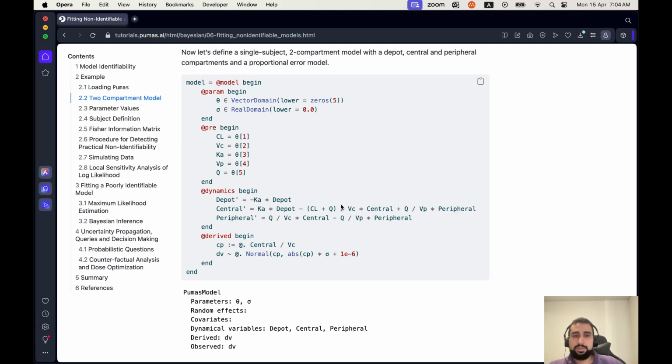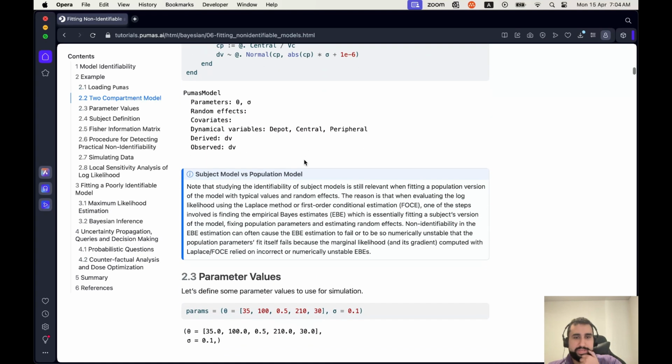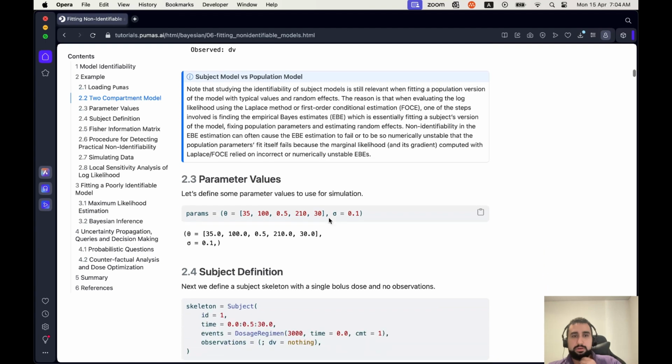Identifiability issues at the subject level can trigger non-identifiability issues at the population level, but can also trigger numerical errors. So your fit could break down due to numerical errors. And so it's always good to look at the individual model first. That's what we're focusing on in this tutorial. And again, we go into a bit more detail in this note.